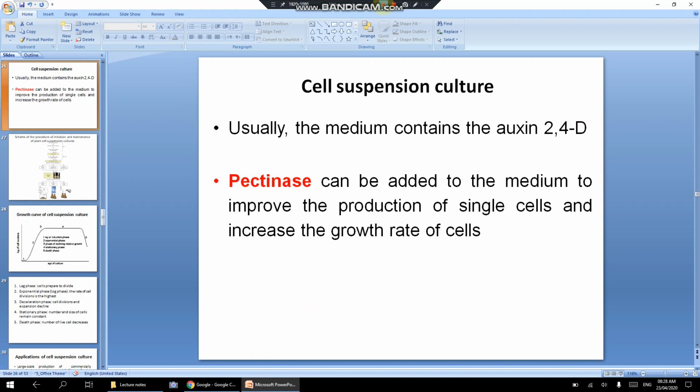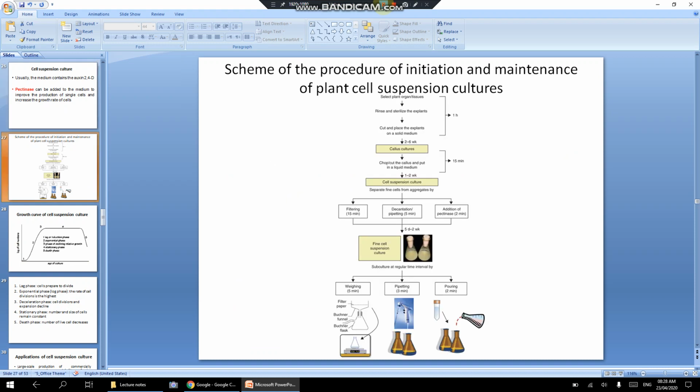And the media usually contains 2,4-D or auxin, and pectinase can be added to the media to improve the production of single cells. Pectinase is another important chemical that is usually added in order to ensure that single cells are produced.